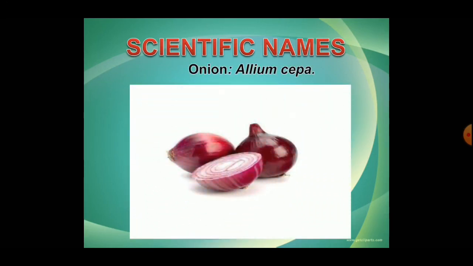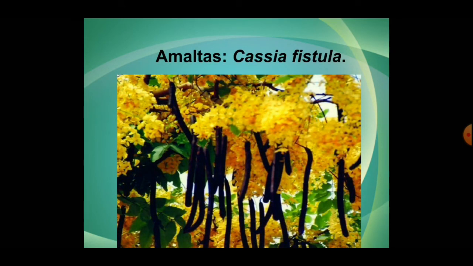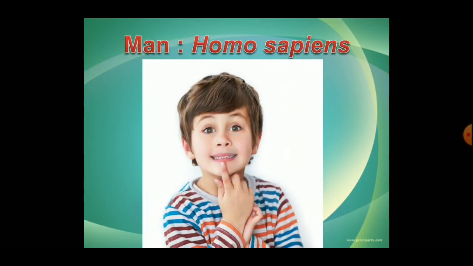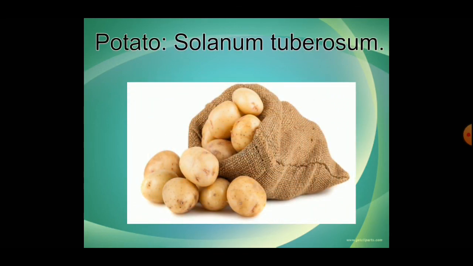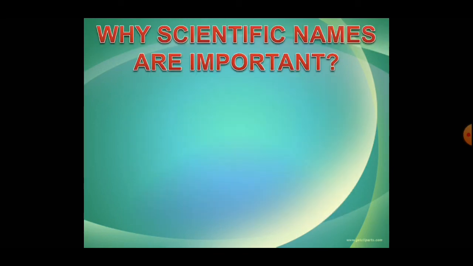So, what is the importance of a scientific name? It removes the confusion. Like the scientific name of onion is Allium cepa, that of amaltas is Cassia fistula, and man is Homo sapiens. Similarly, the potato is Solanum tuberosum.